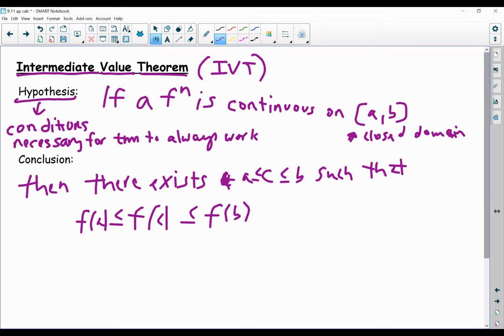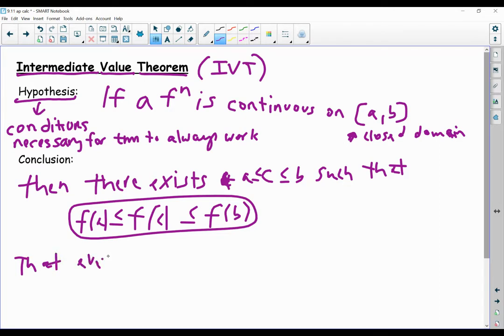So it's not about the x's here. This is like the guaranteed height theorem. So we can guarantee that every height between the heights of the endpoints exists in that interval.